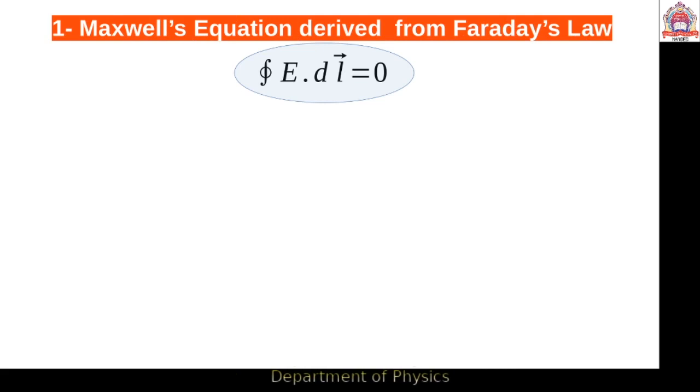So first we derive Maxwell's equation from Faraday's law. As we know, the closed line integral of E dot dl is equal to 0. This is the basic concept for an electrostatic field: the work done over a closed path or closed contour. Here a closed path means the starting point is the same as the terminating point, and that is always 0. Mathematically it is represented as the closed integral of E dot dl equal to 0. This equation is called the integral form of Maxwell's equation derived from Faraday's law.